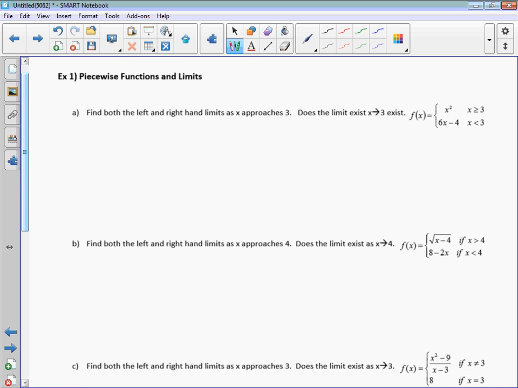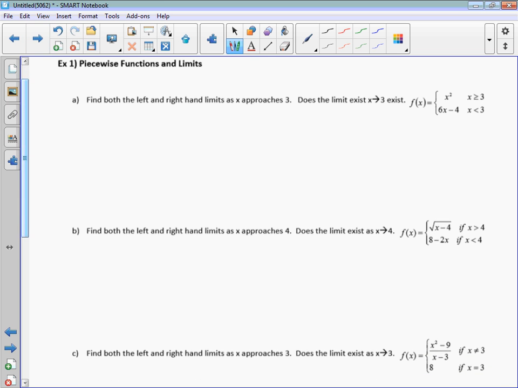Don't get scared because it says piecewise. You don't have to graph piecewise. I know you hate the idea of graphing the piecewise function. We don't have to make a picture for this. We can do this from the left and from the right with the equations. So we are finding both the left and right hand limits.